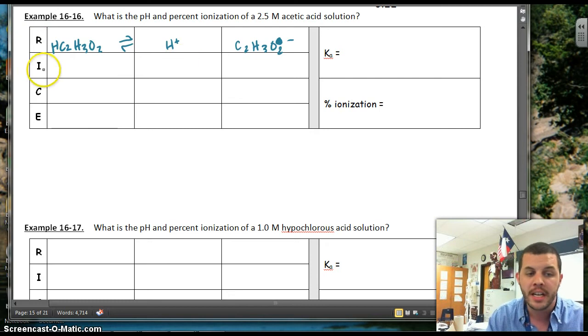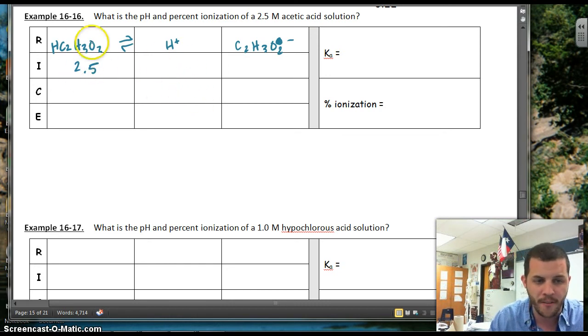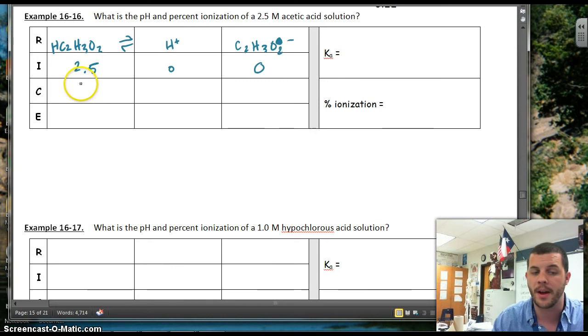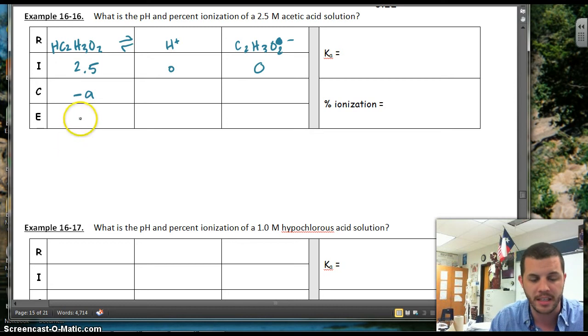We've got reaction, initial concentrations, and ending concentrations, but we've also got the C in here as well for the change. So let's fill out what we know. We know that we're starting off with a 2.5 molar acetic acid solution. If I'm starting off with all acetic acid, I have no H plus and I have no acetate ions. Now, my change is how much this concentration is going to go down. We know it's going to go down by some amount, but we don't know what that amount is. So right now, I'm just going to say this is going to go down by some amount A, so I'm going to say this is minus A.